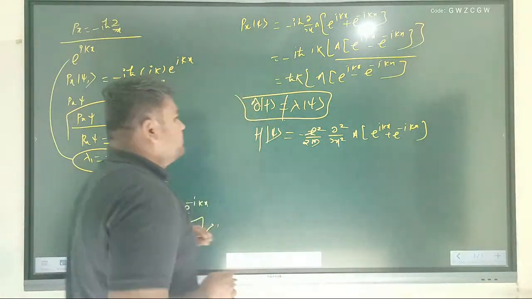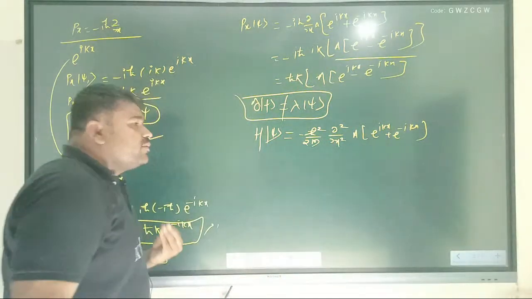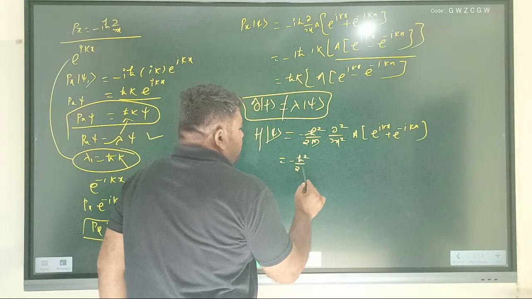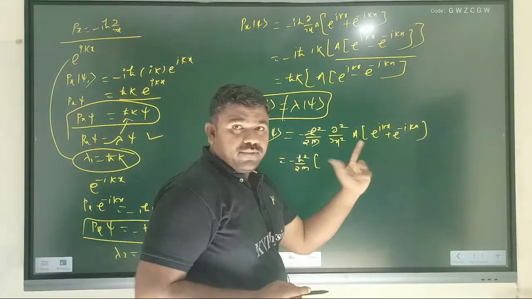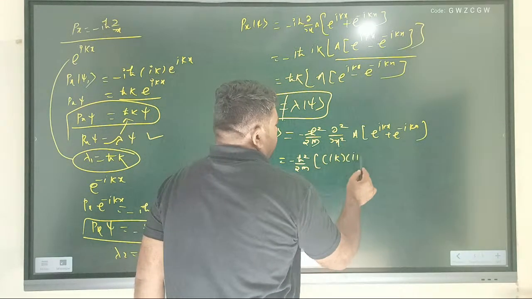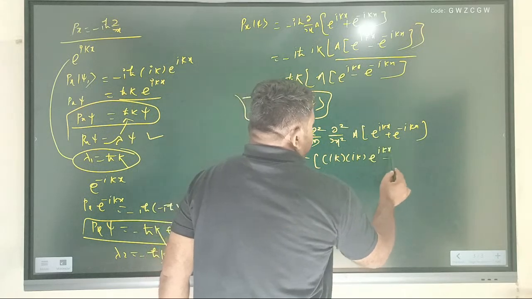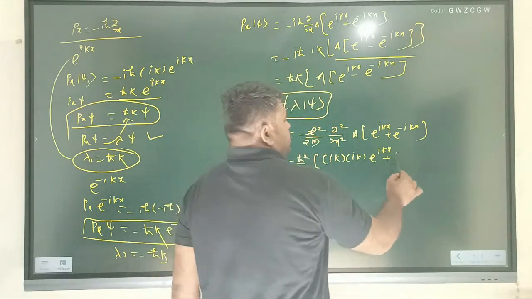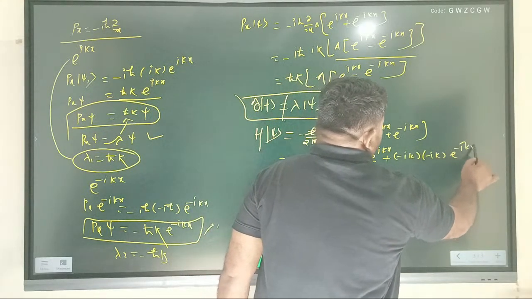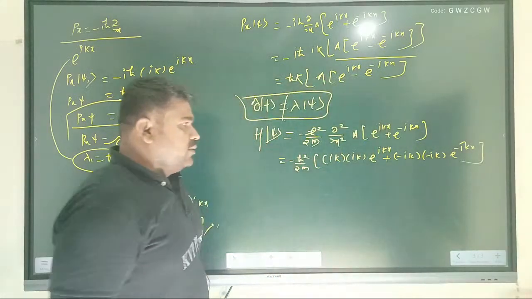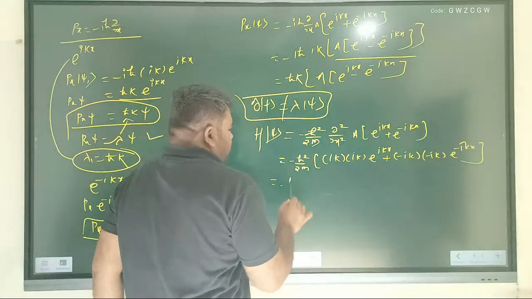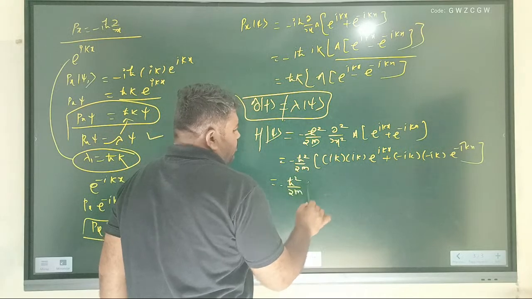Clear? Now check: is psi an eigenfunction of the Hamiltonian operator or not? Minus h cross square upon 2m. What is the first derivative? First derivative is ik. What is the second derivative? Again ik. E to the power ikx, plus, what is the first derivative? Minus ik. What is the second derivative? Minus ik, e to the power minus ikx. Clear? Minus minus becomes plus. Means for both terms we can take common out minus h cross square upon 2m into ik.